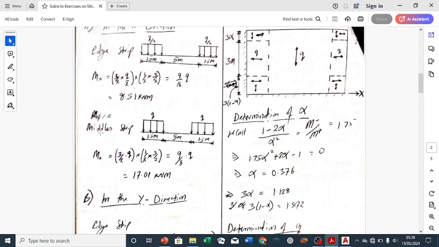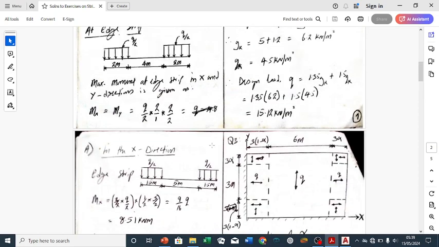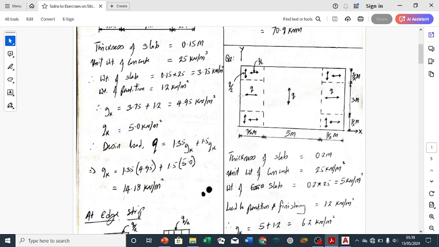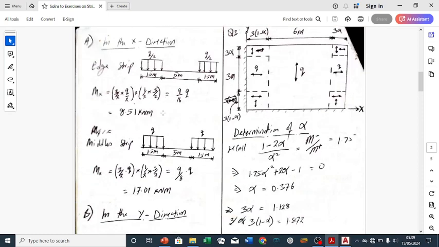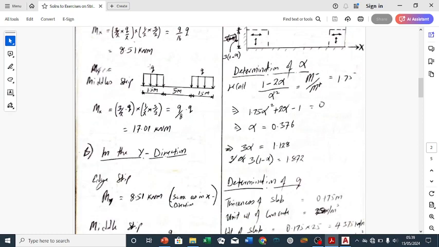In the x direction middle strip, let's see what will happen. In the x direction middle strip, from here to here is Q, from here to here nothing, from here to here is Q. So you go back and do the same thing by changing this to a point load.